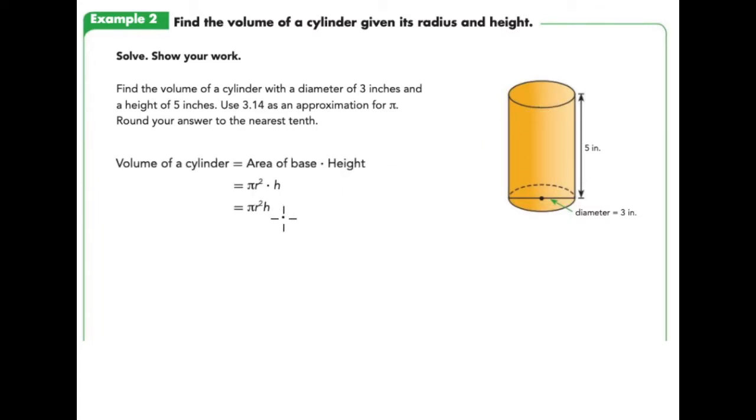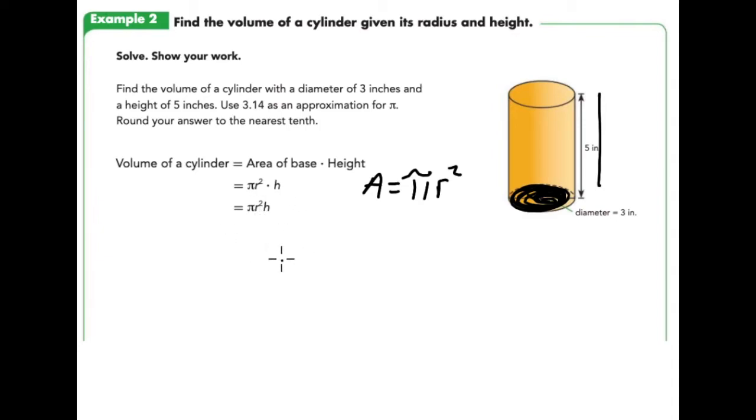To find the volume of a cylinder, we have the area of the base times the height. So we need to find the area of this base, and then we want to multiply it by the height. So to do that, we have to first understand that our base was a circle, and we know the diameter was 3 inches. And our formula to find the area of a circle was pi r squared. So what we do here is we take pi r squared and then we multiply it by the height.